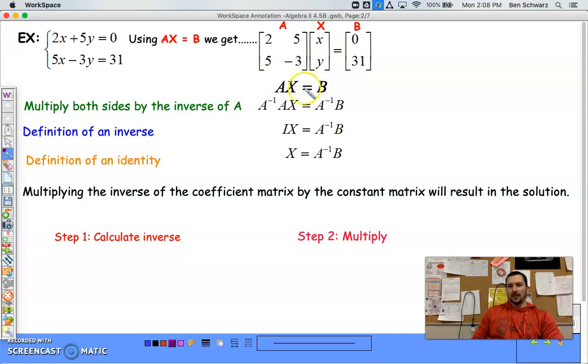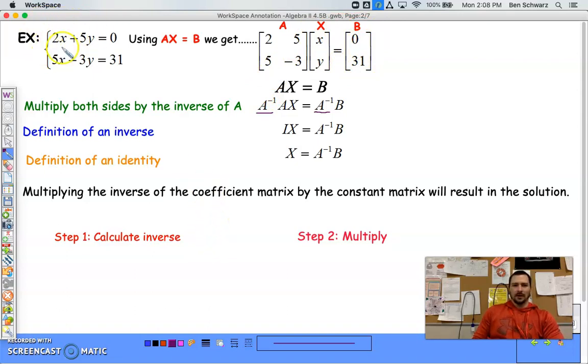Well, we can multiply both sides of this equation by the inverse of A. You have the inverse of A times A. When you take a matrix times its inverse, you end up with the identity matrix. And if you take any matrix times the identity matrix, you just get that matrix. So we end up with X, our variables, equal to the inverse of A times our constant matrix. So if we can find the inverse of this, we just multiply it by our constant matrix B, and we'll have our answer.